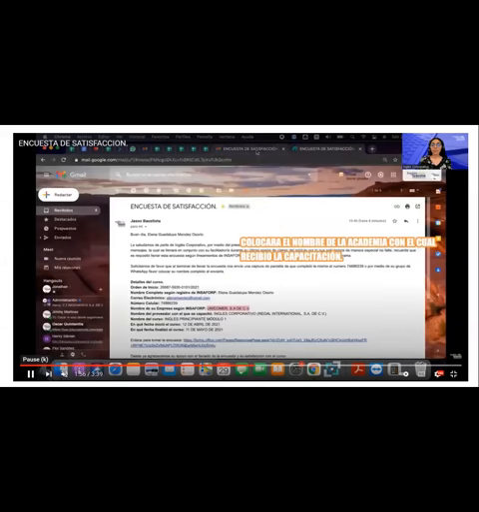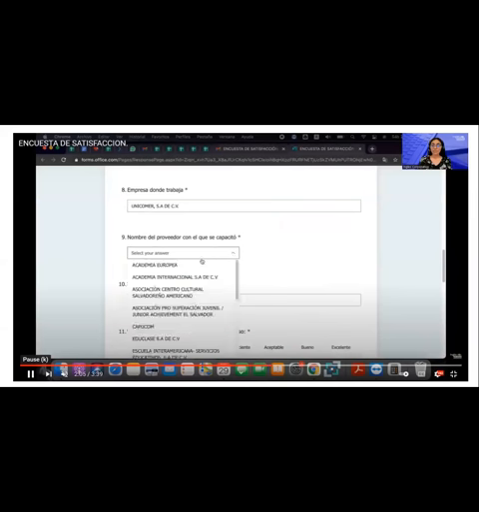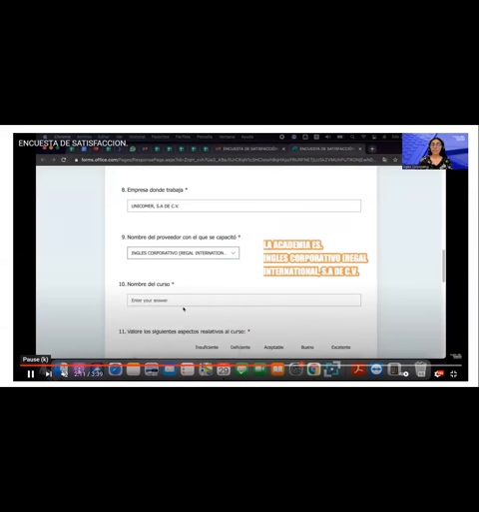En el nombre del proveedor, vamos a colocar de acuerdo a nuestro centro de formación, que es Inglés Corporativo Regal International. Vamos a desplazar la flecha y vamos a buscar el nombre de nuestro centro de formación. Lo seleccionamos.